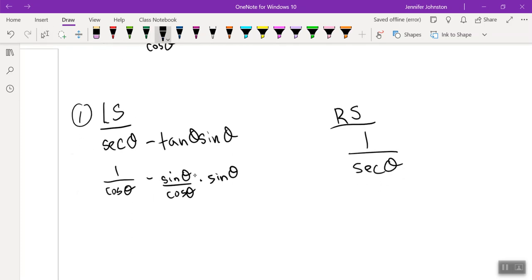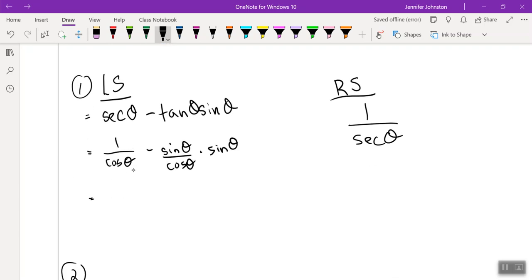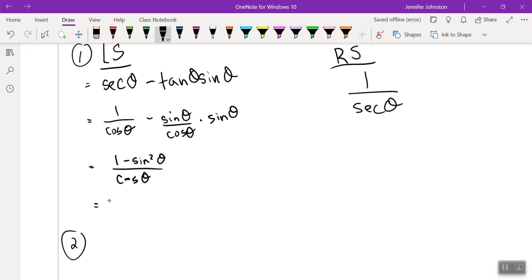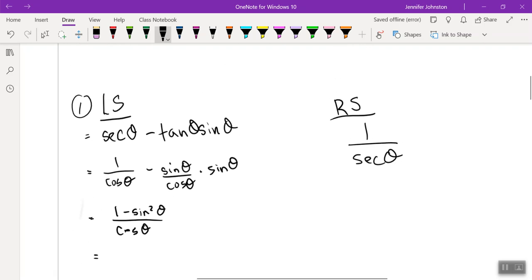Okay, so let's keep on going here on this left-hand side. We can see that we have common denominators. Also, what are we going to have on top? So the common denominators can come together. That's cos theta. And on top we have 1 minus sine. Well, sine times sine is sine squared theta. And we should know this formula, 1 minus sine squared theta.